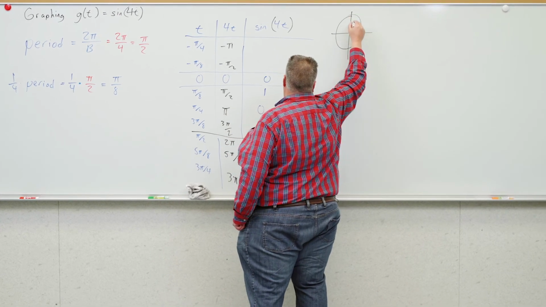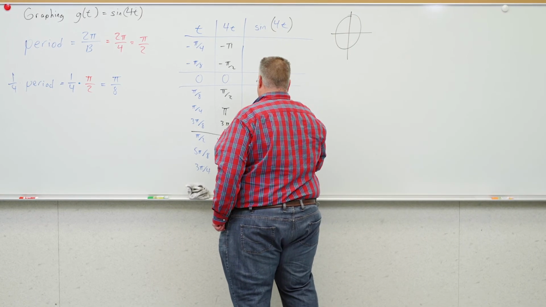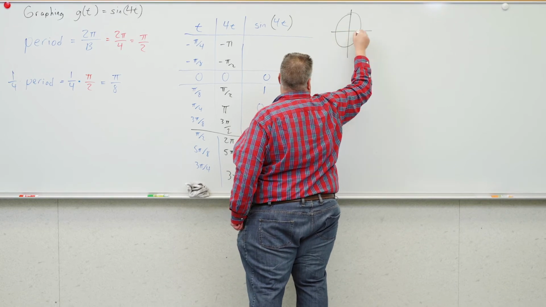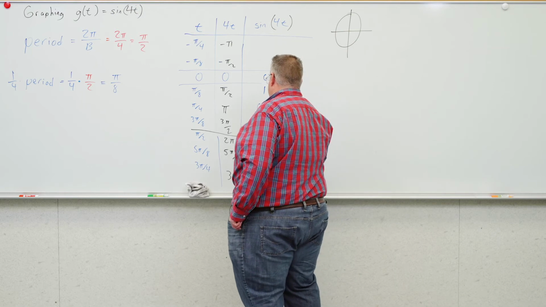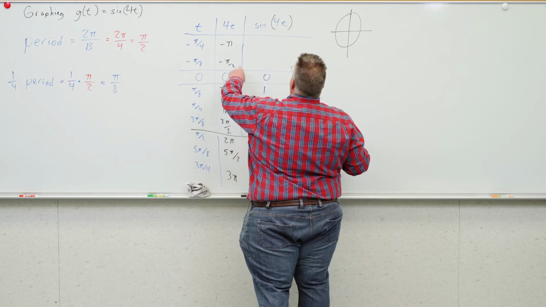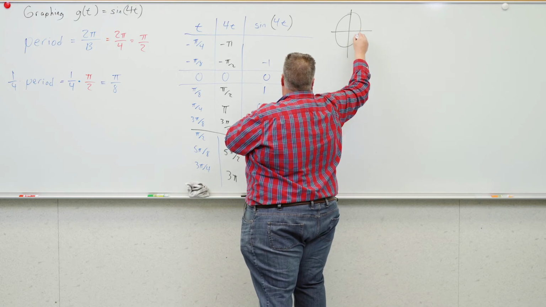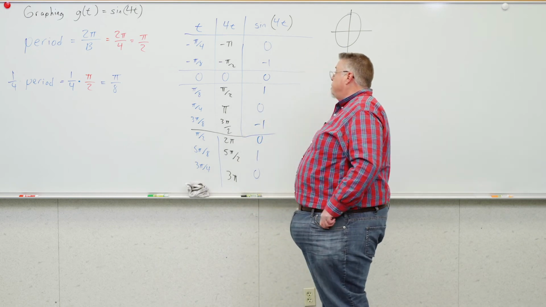Sine of 5 pi over 2, that's 2.5 pi. I'm back up to 1. And sine of 3 pi, I've gone 1, 2, 3 pi around the circle. My height here is 0. Going in the other direction, if I went negative pi over 2, my height would be negative 1. If I went negative pi, my height would be back to 0. Okay.